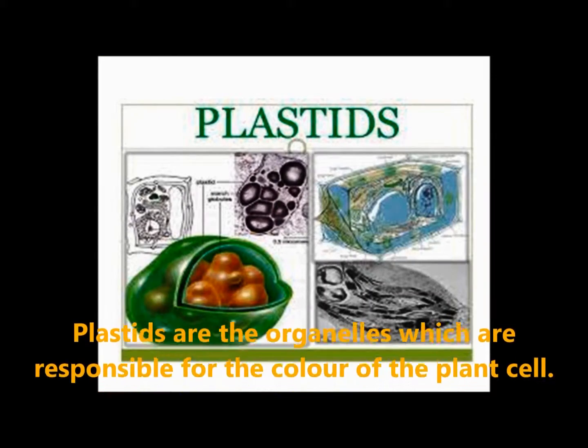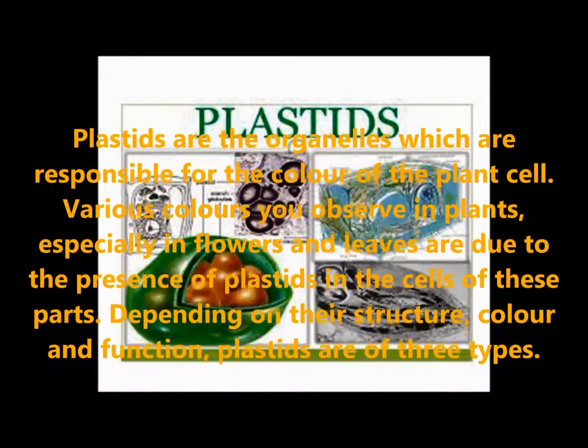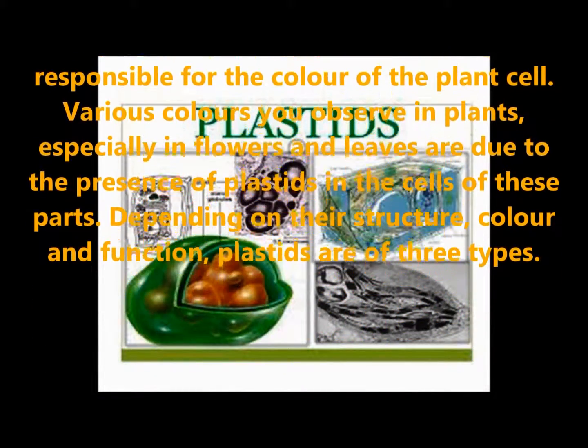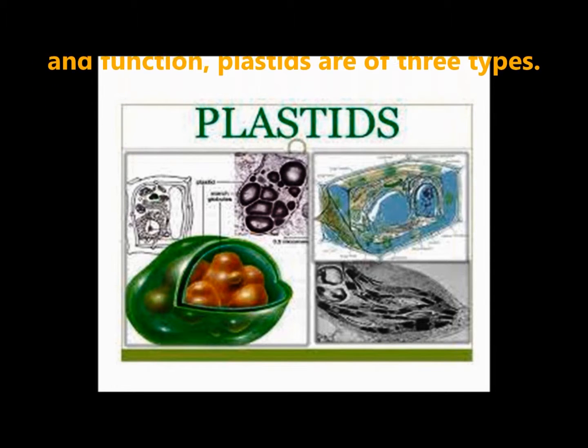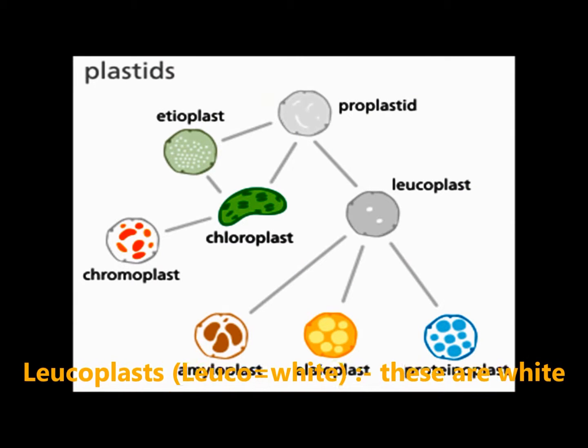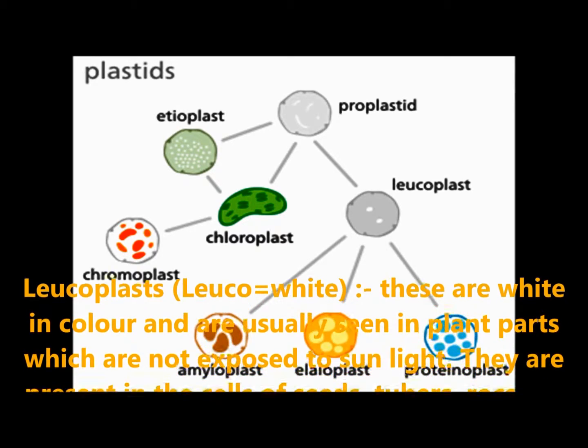Plastids are the organelles which are responsible for the color of the plant cell. Various colors you may observe in plants, especially in flowers and leaves, are due to the presence of plastids in the cells of these parts. Depending upon the structure, color and function, plastids are of three types.